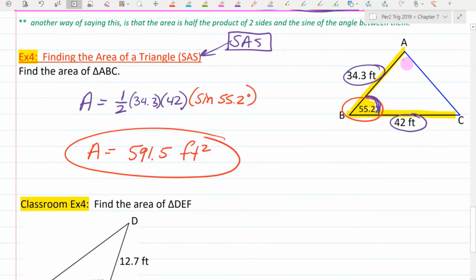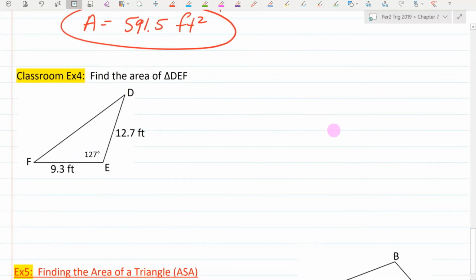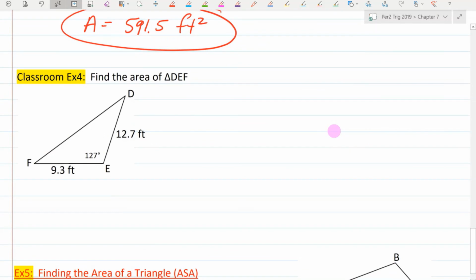The biggest thing to remember needs to be side angle side. If it's not side angle side, then you probably have to use law of sines to figure out one of the sides or one of the angles. All right, go ahead and try example 4 and then come play the video after to check your answer.